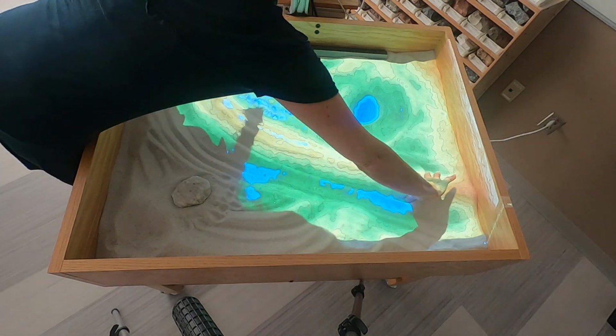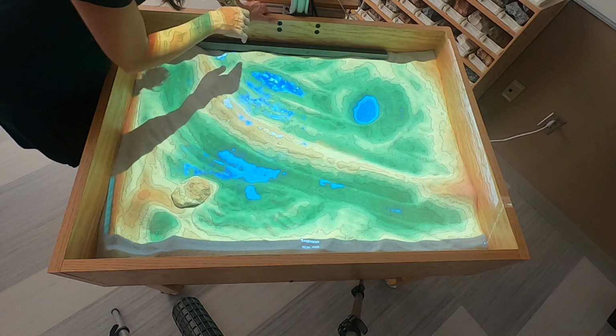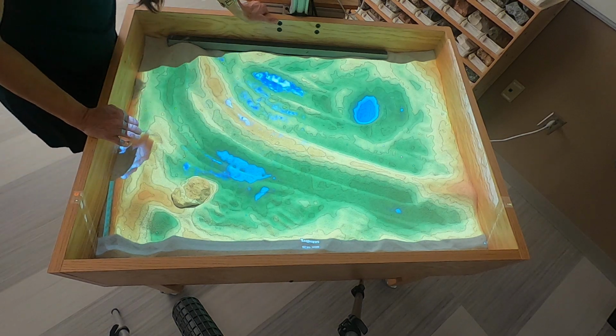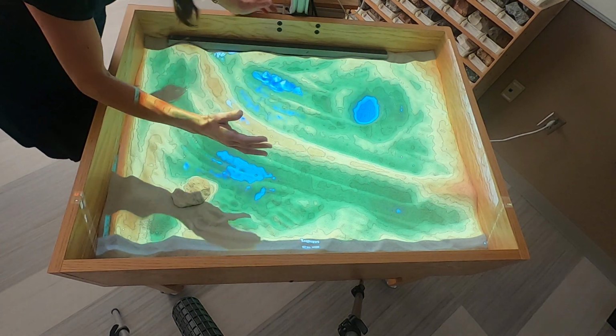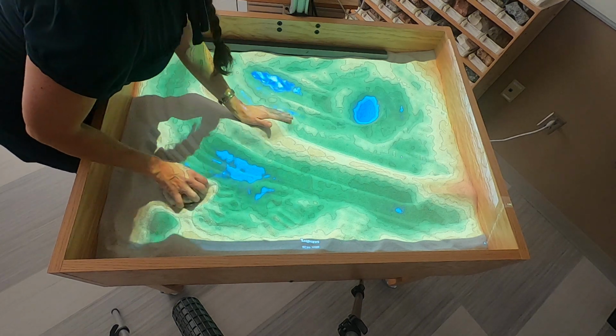We have that ridge, and we have two drainage basins being separated in the north and the south. Remember, the Great Lakes system has its own drainage basin.